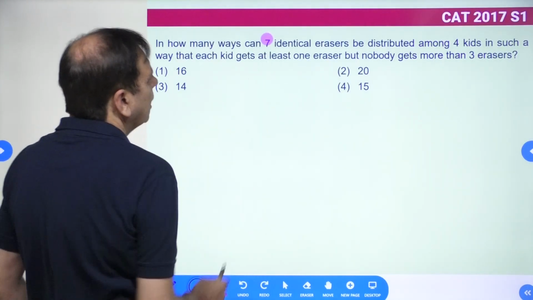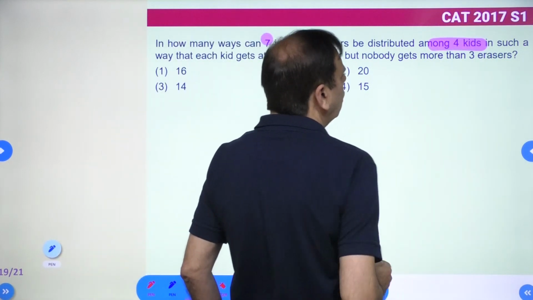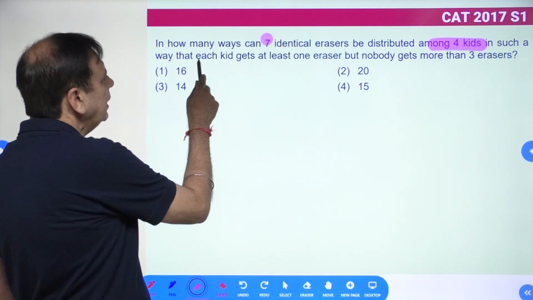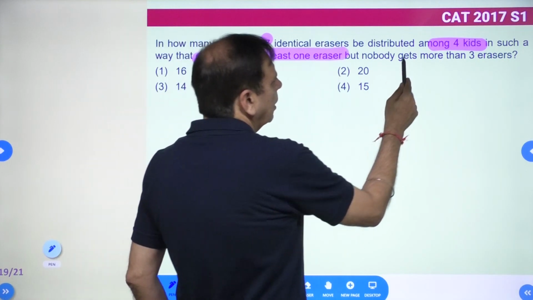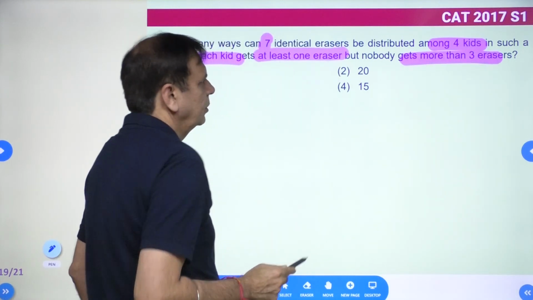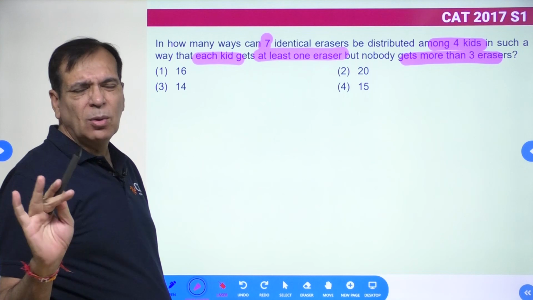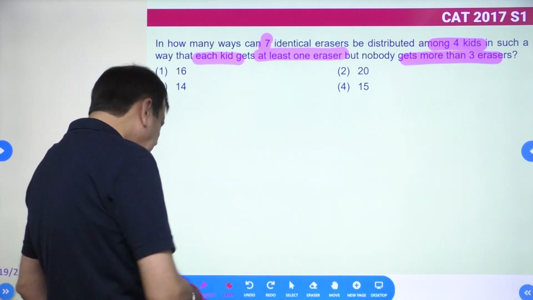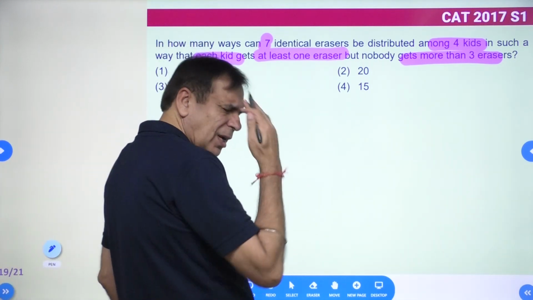In how many ways can 7 identical erasers be distributed among 4 kids in such a way that each kid gets at least one eraser but nobody gets more than 3 erasers? Okay, so maximum 3 can be received by anyone, but each one must get a minimum of 1. Make cases, no, don't worry about anything else, just start picking cases.